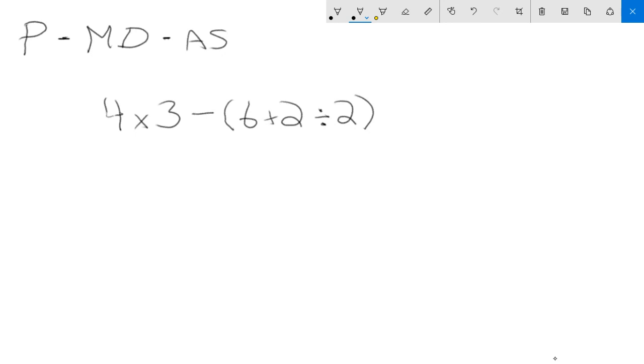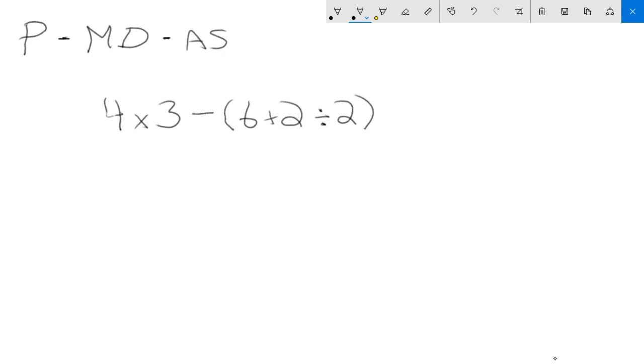Everything inside of the parentheses needs to be solved first. Now, when I get inside of parentheses, one of the big mistakes that people made at the beginning of the year is they just said, all right, I'm in parentheses, get this stuff done. But when you're in parentheses, you still have to follow PMDAS. So when we look at this, I'm inside parentheses, and now I'm going to go through the 3 steps again.